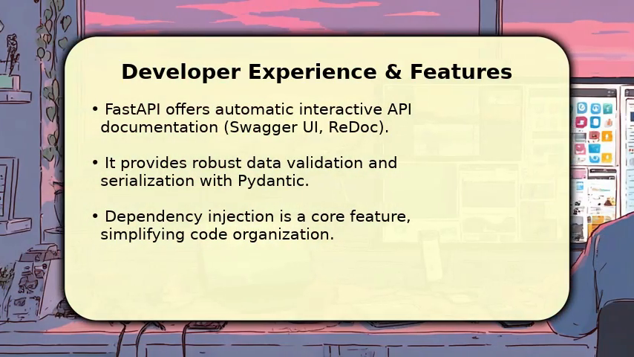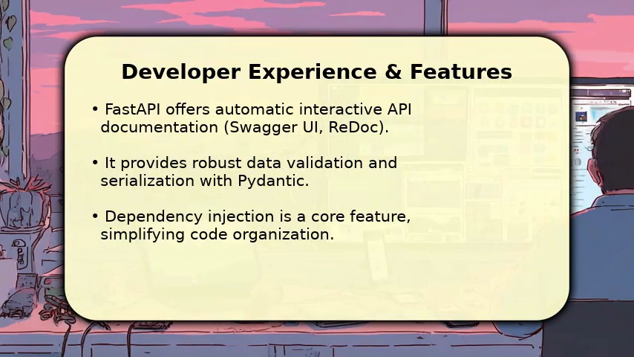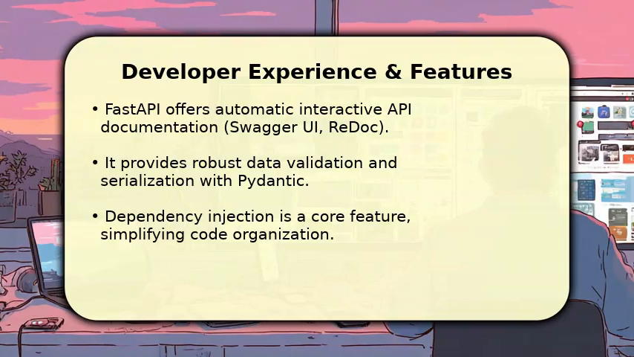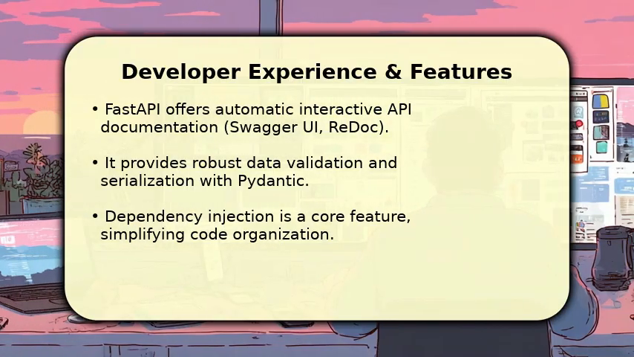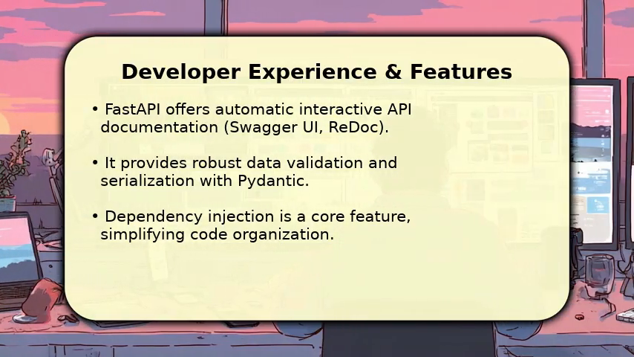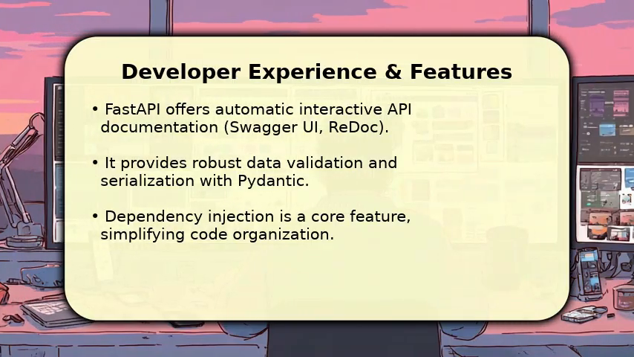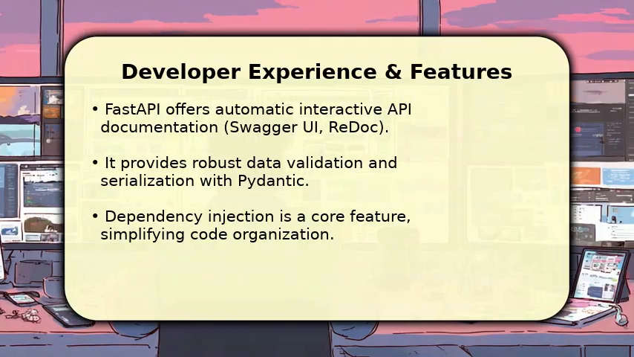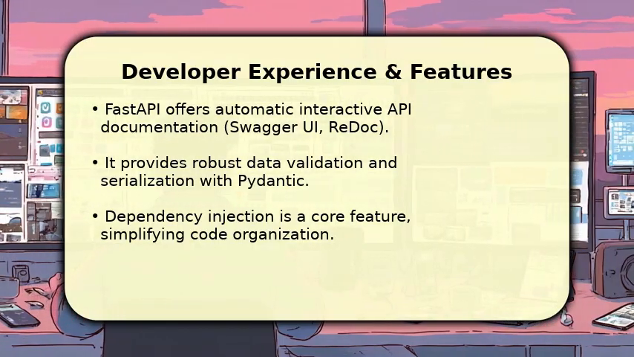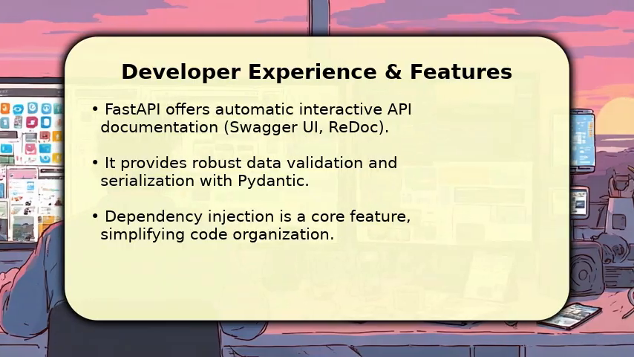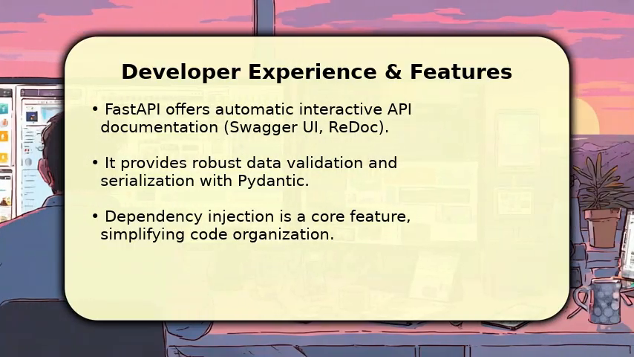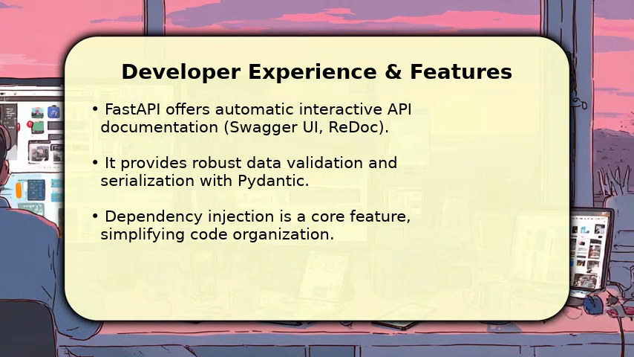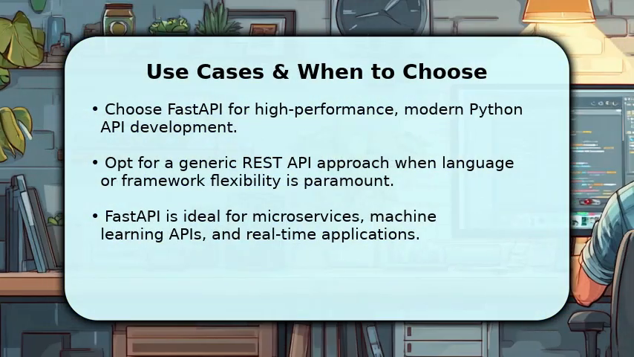Developer experience is a major win for FastAPI. It automatically generates interactive API documentation using OpenAPI and JSON schema, saving countless hours. With Pydantic, you get excellent data validation and serialization right out of the box, reducing boilerplate code. Its powerful dependency injection system also makes managing application logic and testing much simpler, leading to faster development cycles and fewer bugs.